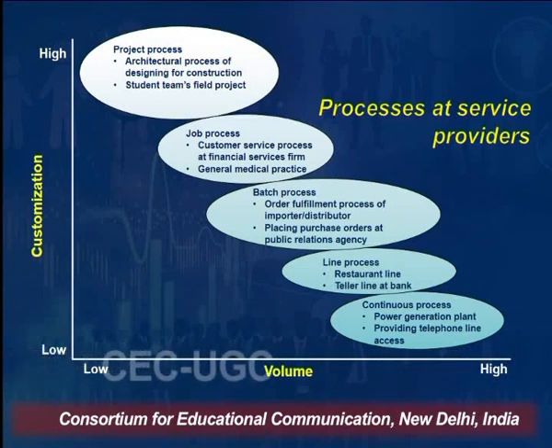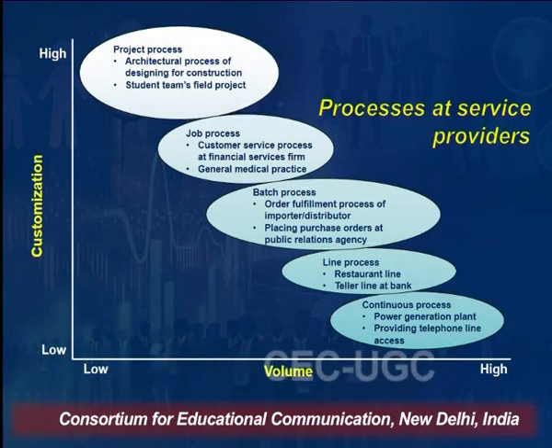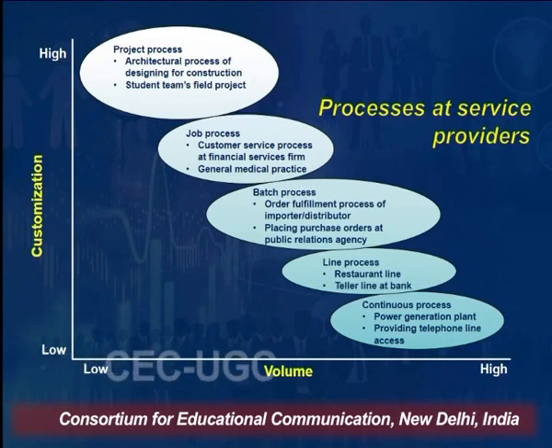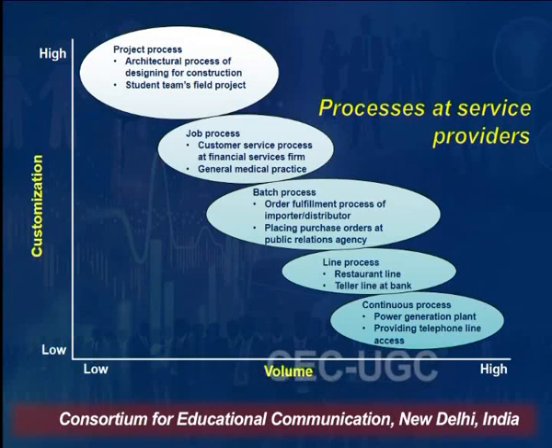Then if you go down on the chart, in the middle you have the job shop process. Now the customization is slightly lower and the volume is slightly higher than the project. Then you come to the batch technology. Now again the volume has increased, the customization has reduced. Then you come to assembly line, again the volume has increased, the customization has reduced, and then last, at the bottom, there is the continuous process industry.